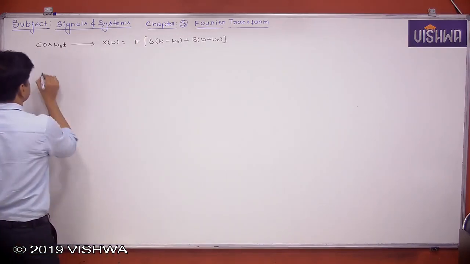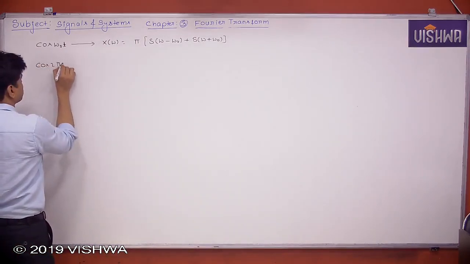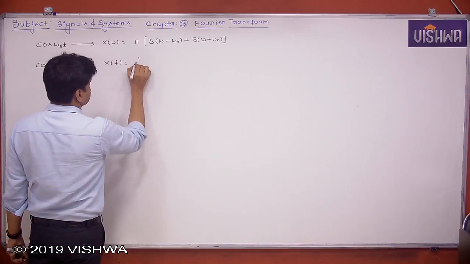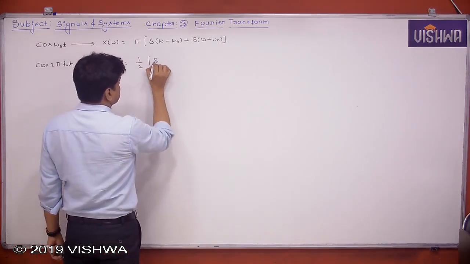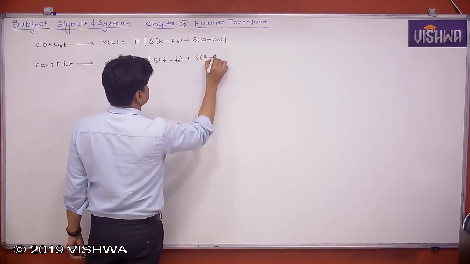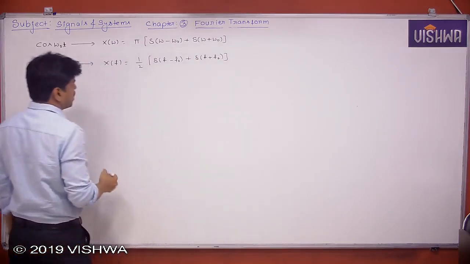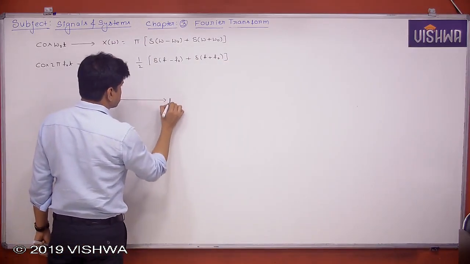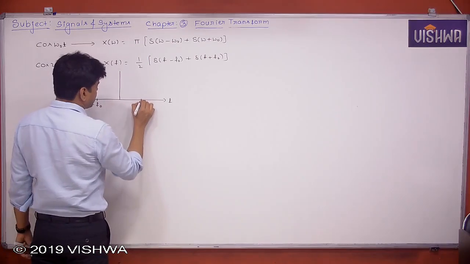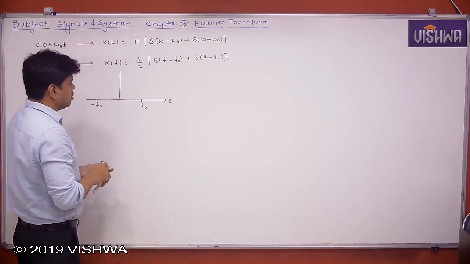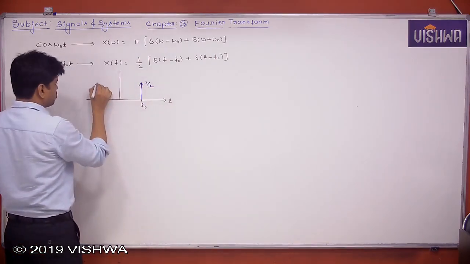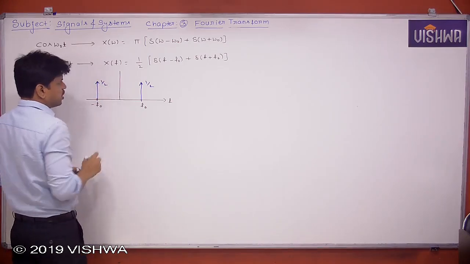In a similar way, for cos 2 pi f naught t, same thing only, but in terms of frequency f, if I write x of f, then this is going to be 1 by 2 [delta(f minus f naught) plus delta(f plus f naught)]. We have drawn this x of f also with respect to f. It has two impulse functions, one at minus f naught and one at plus f naught, and they have an amplitude of 1 by 2 each. This is what we have seen.